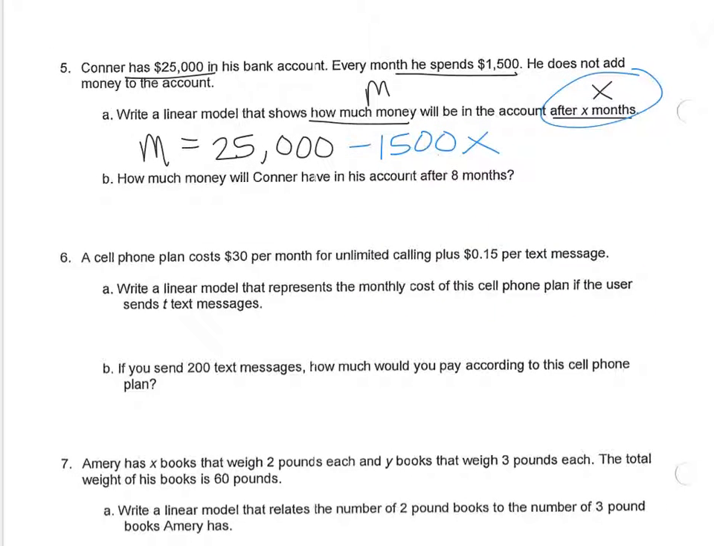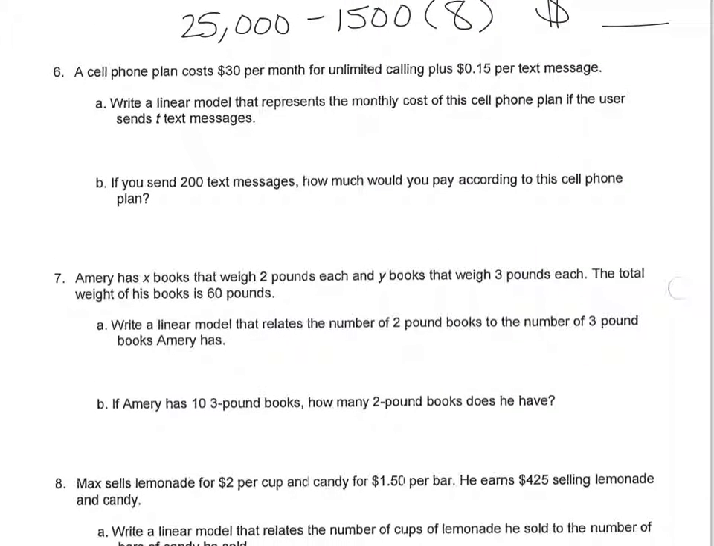How much money will Connor have in his account after 8 months? We're going to plug 8 in for X because X is months. So it's going to be 25,000 minus 1,500 times 8 is going to be your answer. And you're going to answer in money. And then number 6.